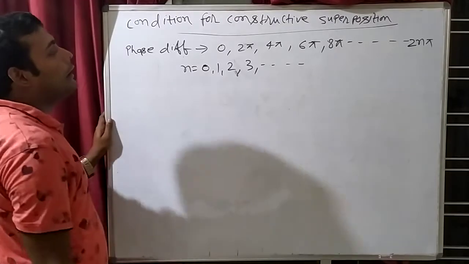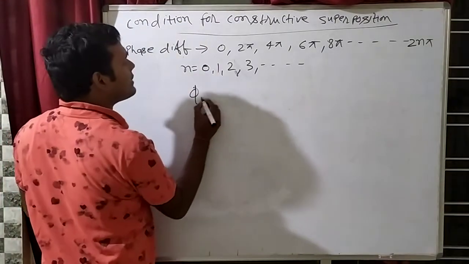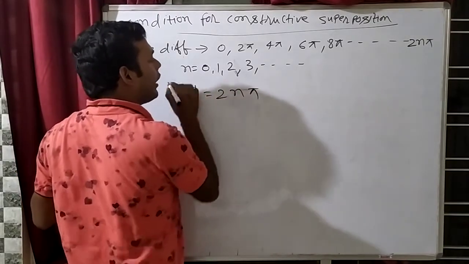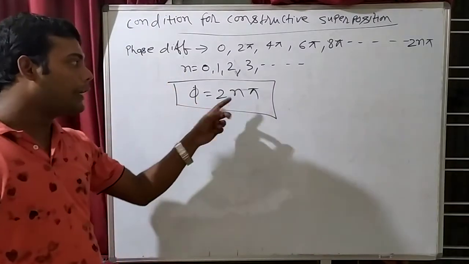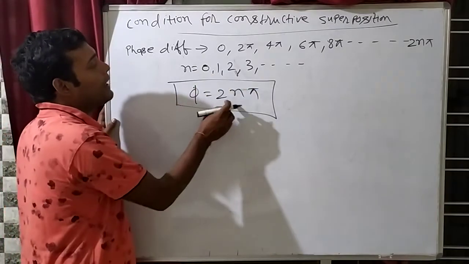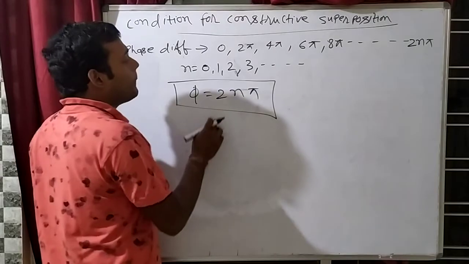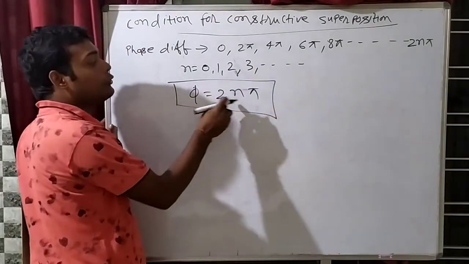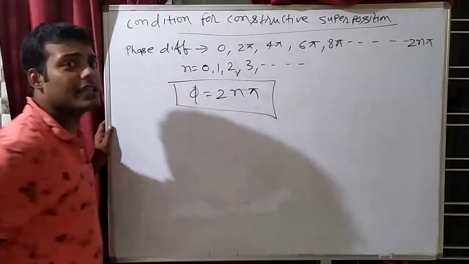Now see about n. If suppose we write that phase difference should be equal to 2n pi for constructive superposition, am I right or no? Place n equals 0 in this. 0 multiplied by something is 0. That means phi will be equal to 0. Place n equals 1. So 2 into 1 into pi, 2 pi. Place n equals 2. So 2 into 2, 4 pi. Place n equals 3. 2 into 3, 6 pi. Place n equals 4. 8 pi. That means this condition is satisfied.